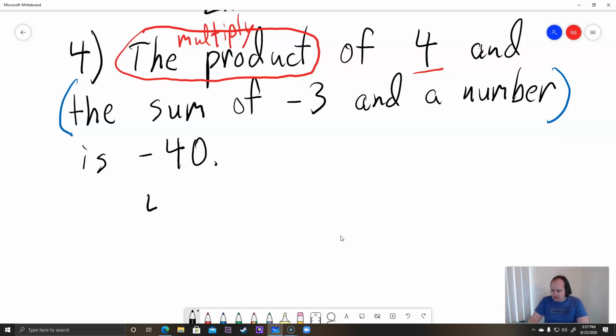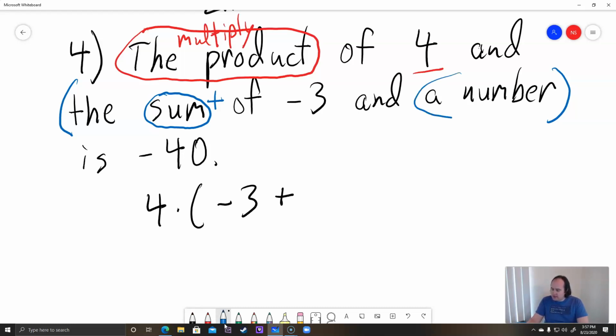So what we have here is 4 times parentheses, and then we're going to put in all this stuff in blue. So the sum, what does sum mean? Well, we said sum means add. Okay? So the sum of -3 and a number means we're going to be doing -3 plus a number. Well, how does a number translate? A number translates as the variable, so that's going to be x. So we're going to have 4 times the quantity -3 plus x.